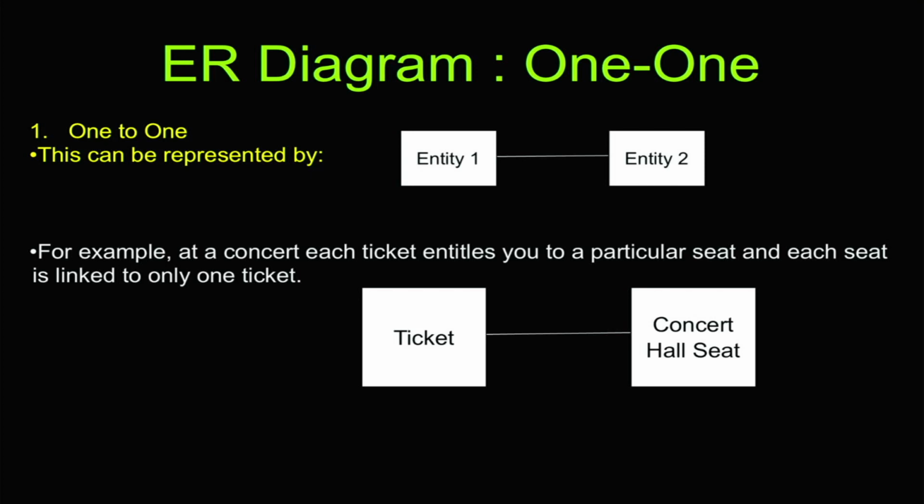For example, say you bought a ticket for a show, and your ticket only allows you to sit at a particular seat, so that particular seat is only assigned to your ticket. This is a one-to-one relationship between the ticket and the concert hall seat, or the ticket and the cinema seat. If you think carefully, there are also other possible one-to-one relationships.